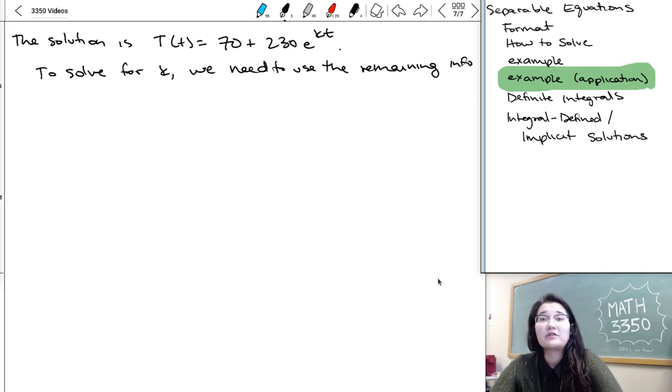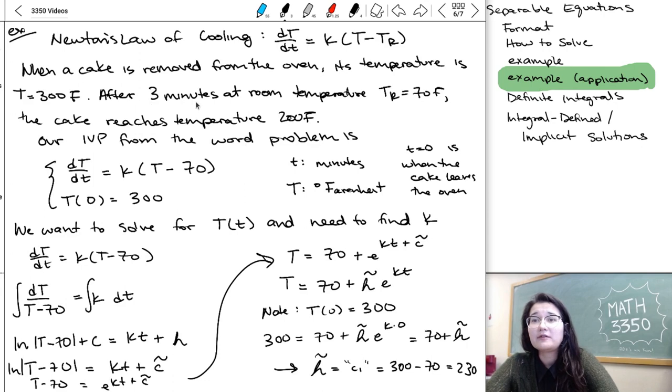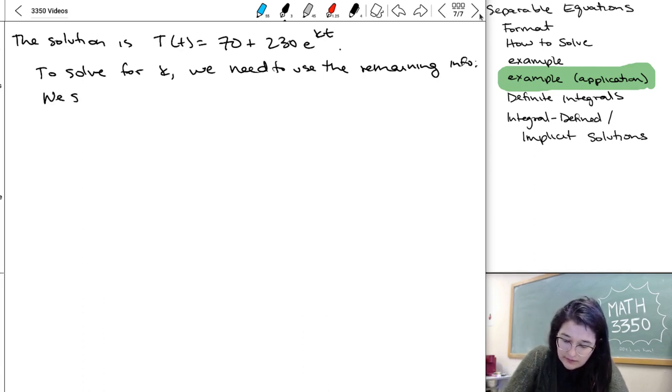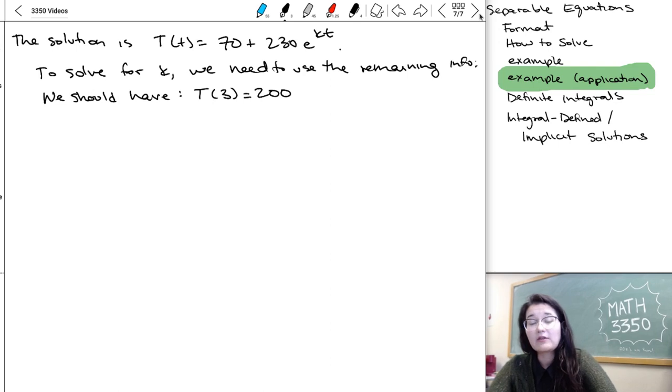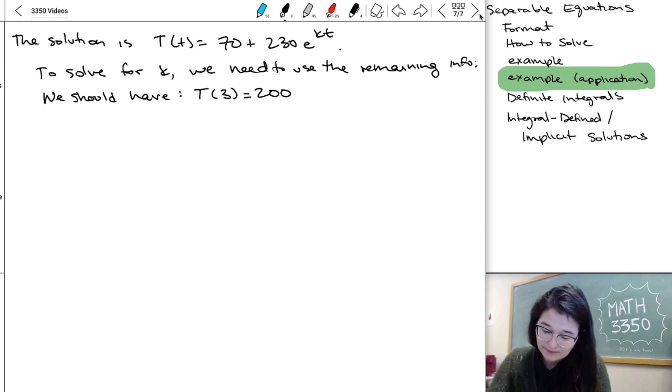So there's more information from the word problem that we haven't used yet. If we go back, we see after 3 minutes at room temperature, the cake reaches 200 degrees. So we should have T of 3 is equal to 200. If we plug in 3 minutes, we should get temperature 200. Kind of the same way we work with initial value problems, but now instead of solving for that unknown constant of integration, we're solving for this unknown k in Newton's law.